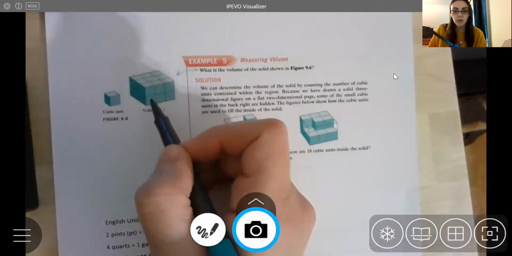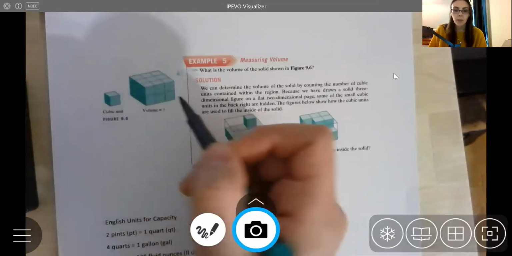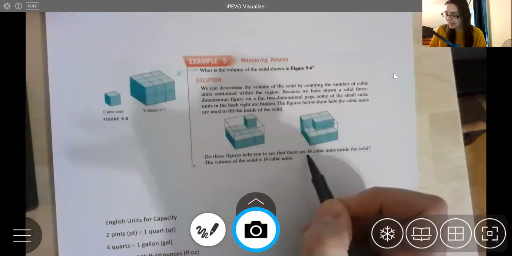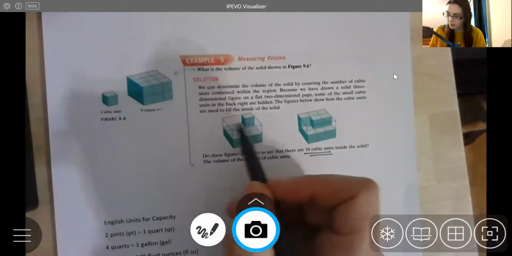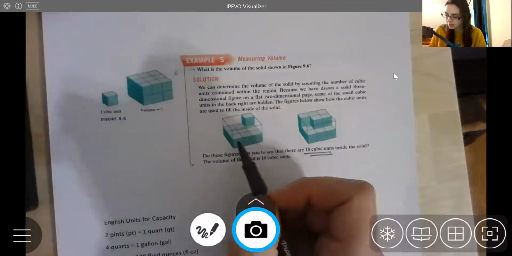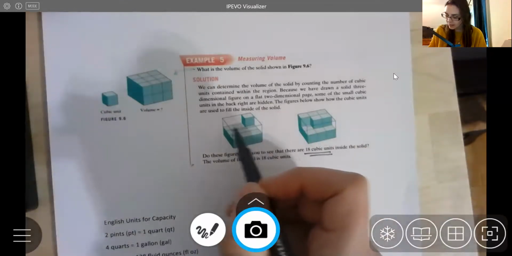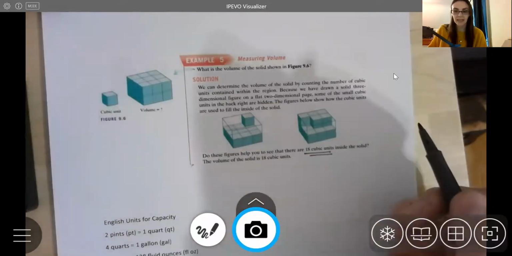But notice that I have 2 layers here. So there's going to be 9 cubes on top and 9 cubes on bottom. So you're going to see 18 cubes altogether. And you can see that a little bit better in this picture here. So they kind of remove the first layer for you visually. So you can see the 1, 2, 3, 4, 5, 6, 7, 8, 9 on the bottom. And then again, another 9 on top to get 18.